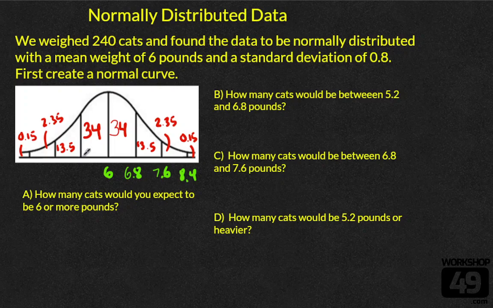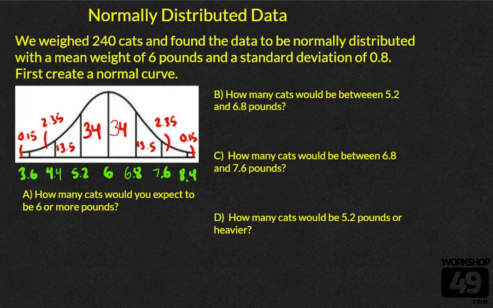We're going to do the exact same thing the other way, subtracting standard deviations. So we subtract 0.8 from 6 to get 5.2. We subtract 0.8 again to get 4.4. And our last little point down here is 3.6. So now we have our normal curve all filled out. Let's go ahead and do some calculations.